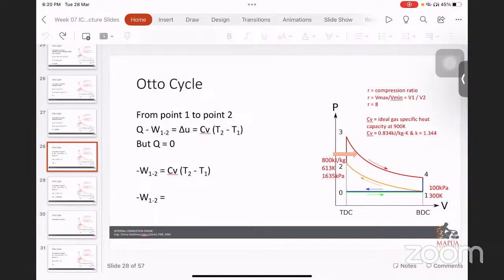Yung process mo from point 2 to point 3, where work is equal to 0, pero Q mo meron. So sinabi natin kanina, Q is equal to the specific heat capacity times the difference in temperature. Meron ka ng temperature in, meron ka ng temperature out.